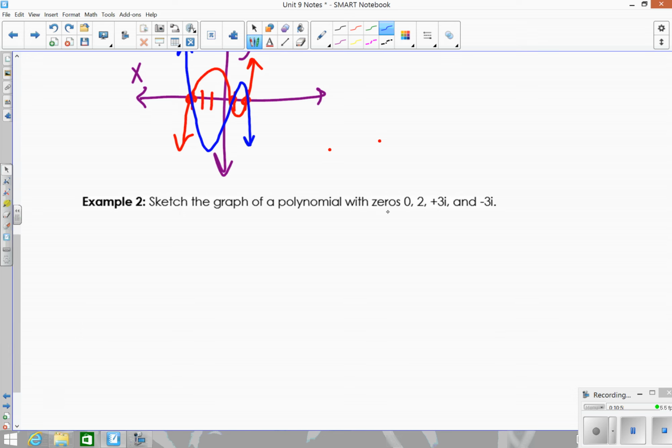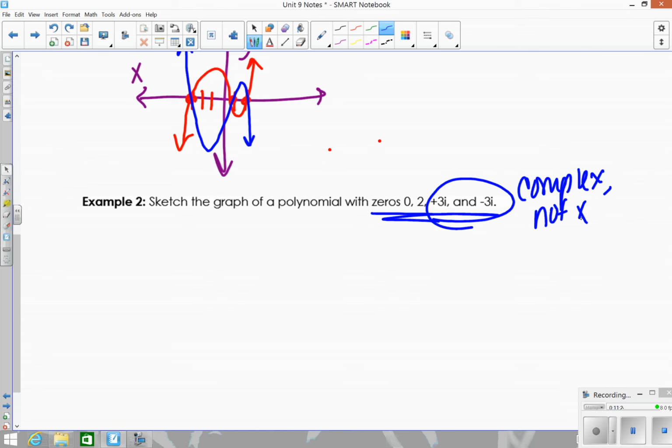And then this one here, we have 4 different zeros. Notice we have 2 complex zeros, and notice that they do occur in conjugate pairs, so plus 3i, minus 3i. That was a theorem that we learned in the last unit. So complex numbers always occur in conjugate pairs when you're solving. So these are not going to represent any, since these are complex, these aren't going to be x-intercepts, so not x-intercepts.